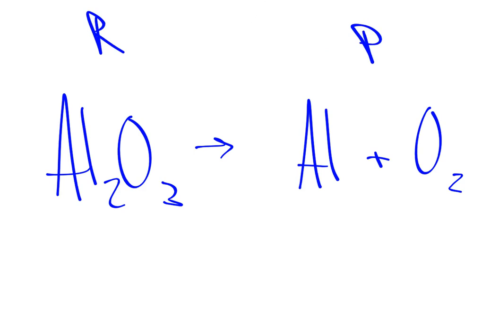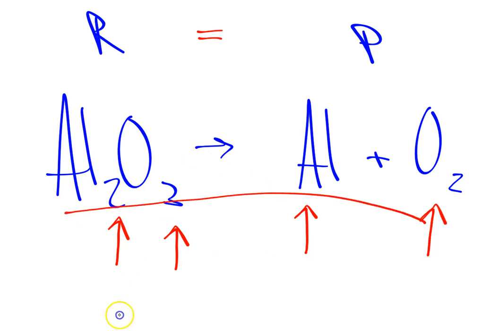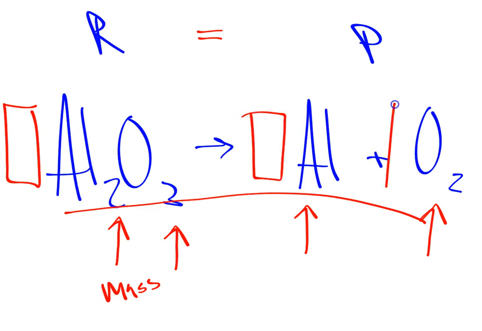When we balance a reaction, we literally have to make sure that the reactants are equal to the products. What we mean by that is our reactants right now consist of 2 Als and 3 oxygens. My products only have 1 Al and 2 oxygens. So if I put this on a scale, it would not be balanced. This side would have more mass, right? But the masses have to be equal. So we can fix this by adding numbers over here to balance it out.